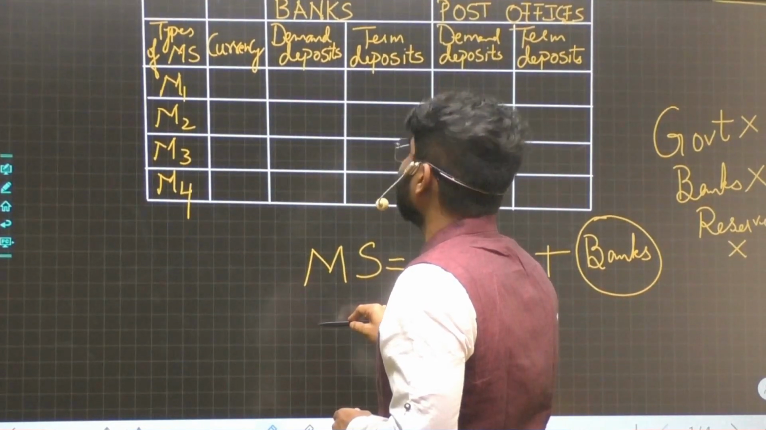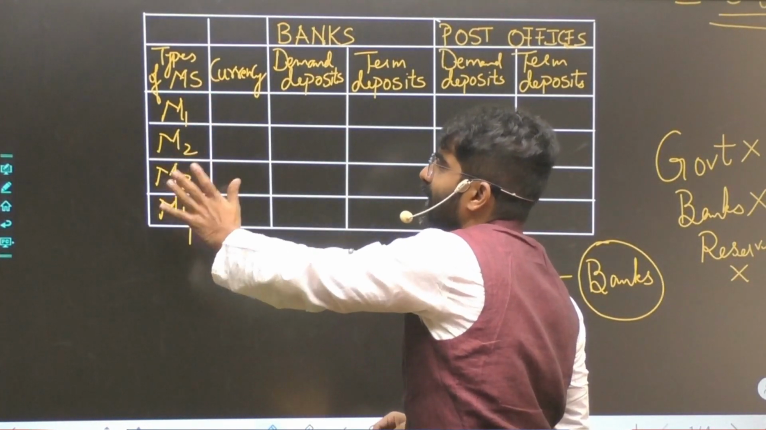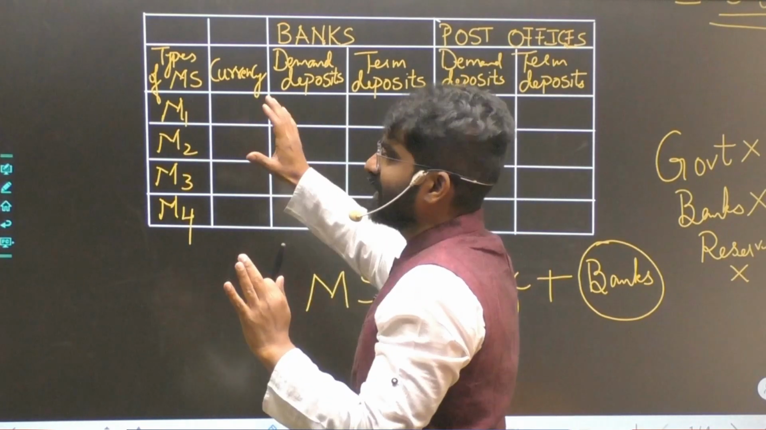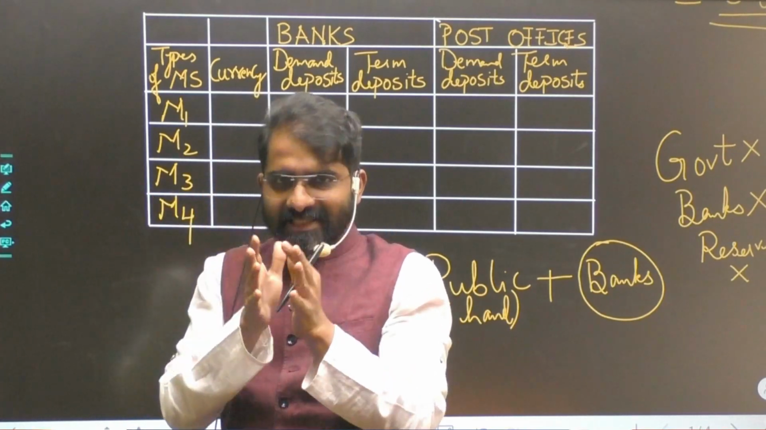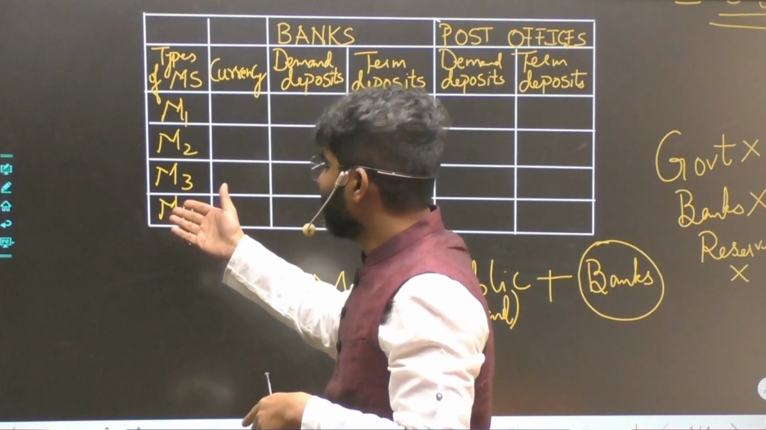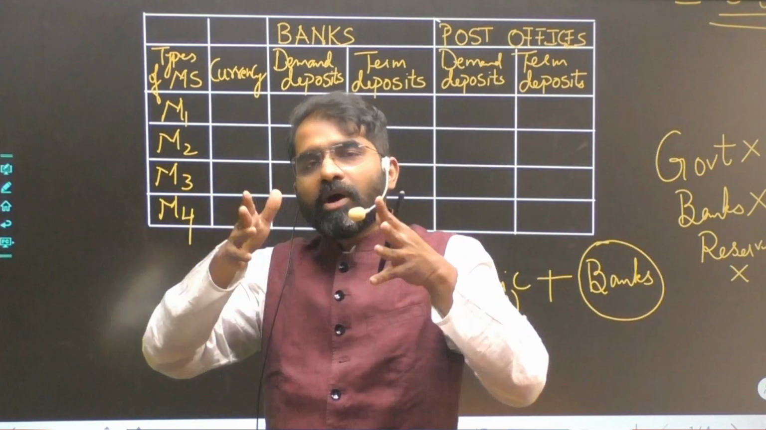And there are different measures which are used for measuring money supply: M1, M2, M3 and M4. Now M1 is seen as the most narrow. The meaning of narrow is the quantity is less. When I say M4, it is the widest of all because it is including all the entities.